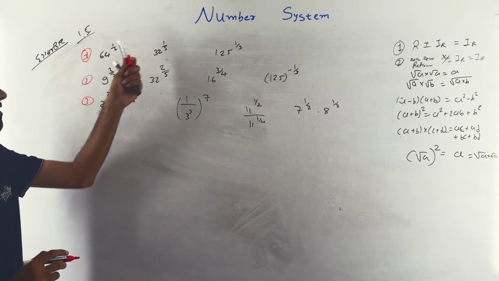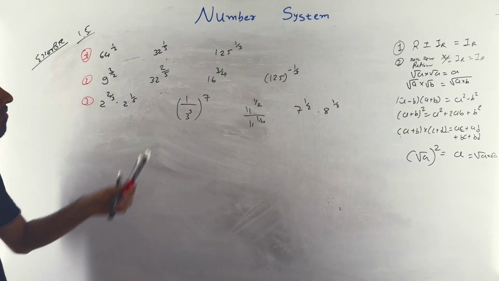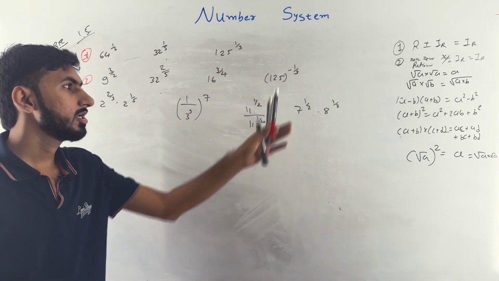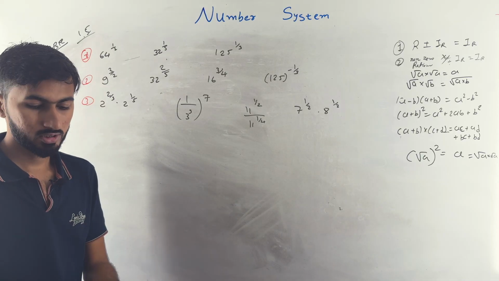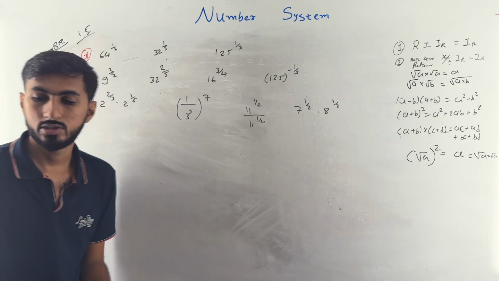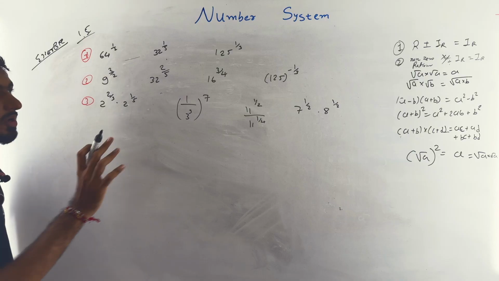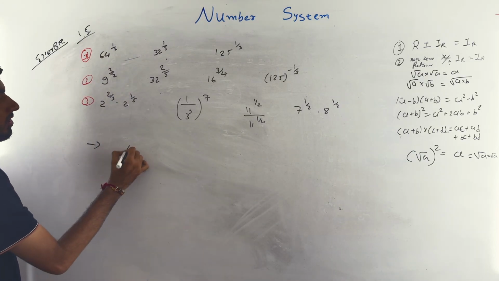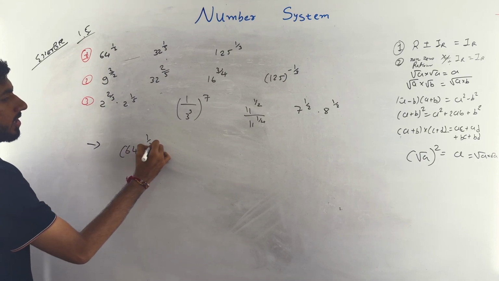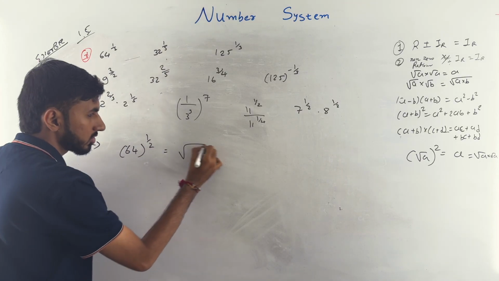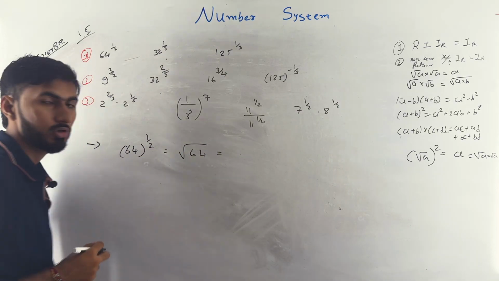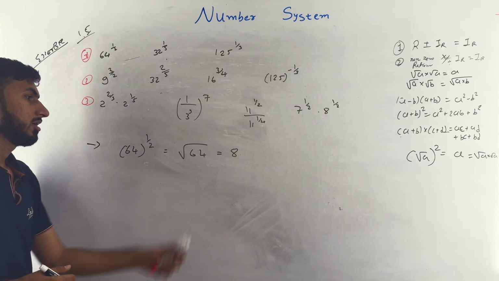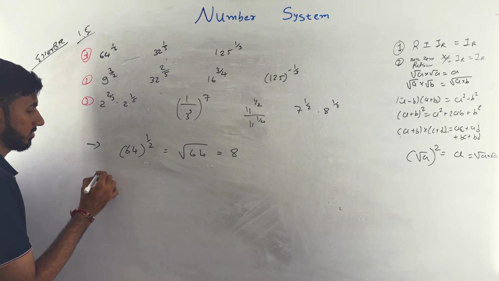In the first one, I have to find the value of 64 power 1 by 2, 32 power 1 by 5, 125 power 1 by 3, right? We will apply the same rule that we have learned just before, these rules for power and exponents. So the answer for our first question, 64 power 1 by 2, I have to find the square root of 64, and we all know that the square root of 64 is 8, because 8 multiplied by 8 is 64. So it is the first question.